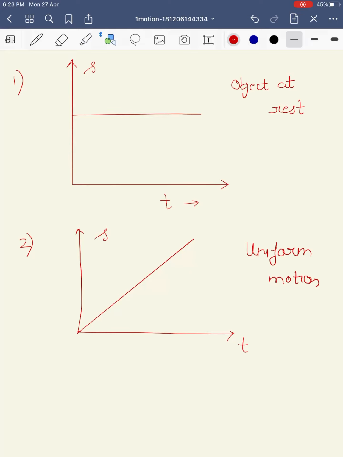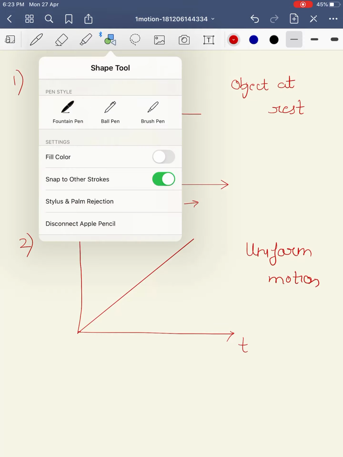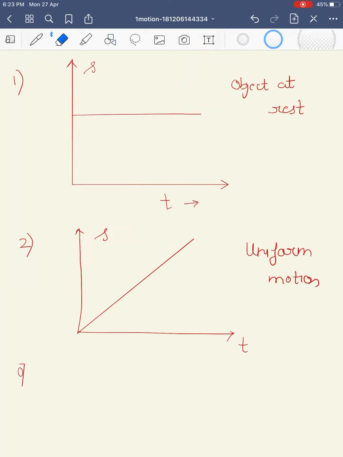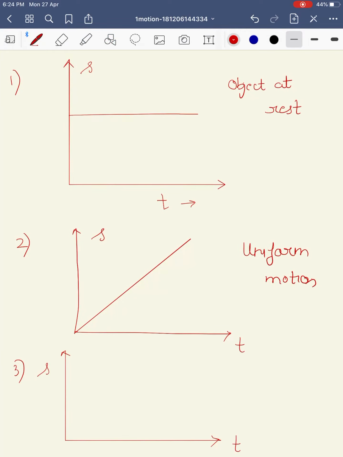Okay. Third case was the case for non-uniform motion. So for non-uniform motion, again we take time on x-axis and distance is taken on y-axis, right? Here we take distance and here we take time. So for non-uniform motion, the graph was not a straight line, it was a curved line, and that can be curved in any shape. All these are cases of non-uniform motion. That is, object is covering unequal distances in equal interval of time.